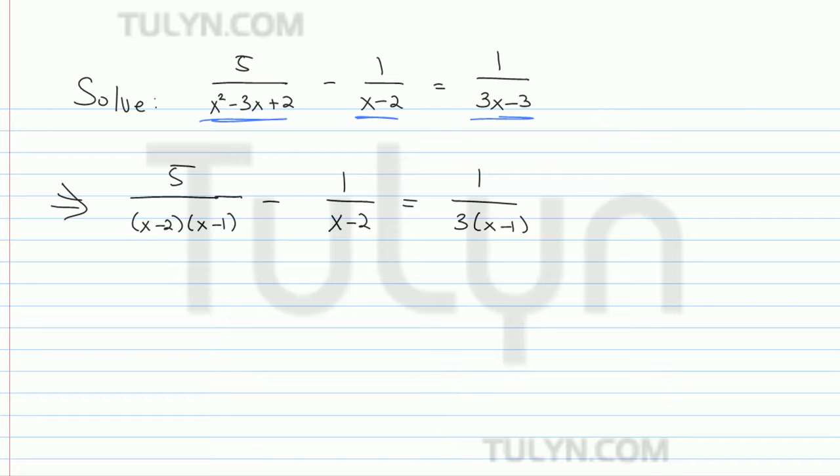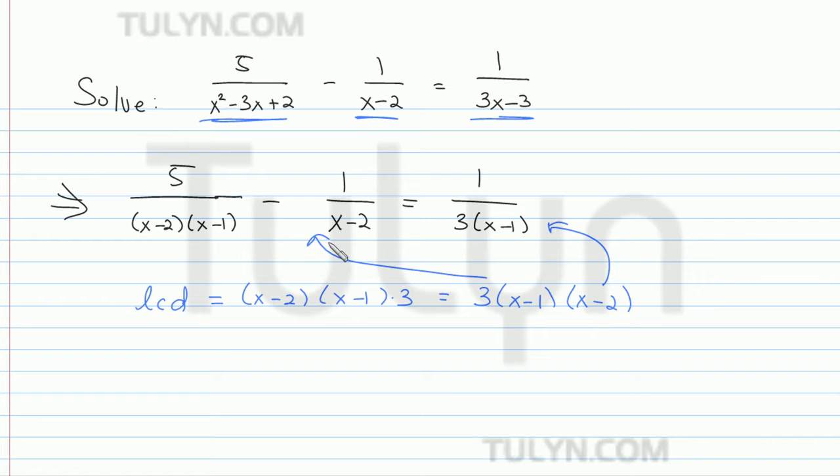So now we want to build the LCD from each of the factors. The LCD is going to be x minus 2 times x minus 1, and x minus 2 we don't have to repeat, times 3 times x minus 1, which we don't have to repeat. So rewriting it, this is 3 times x minus 1 times x minus 2. That's the LCD. So now we want to multiply both sides of the equation by that same LCD. So let's do that.